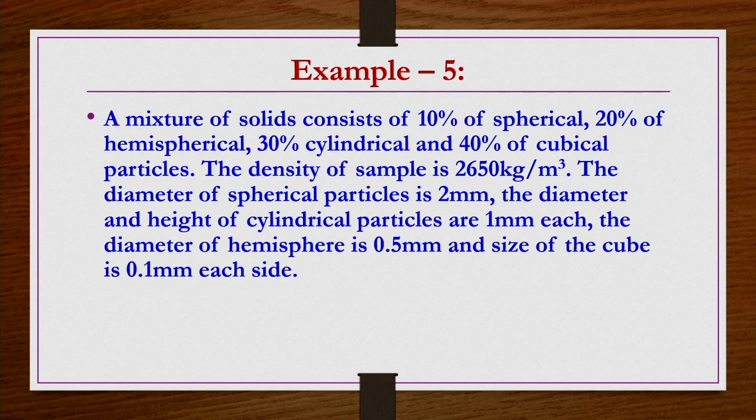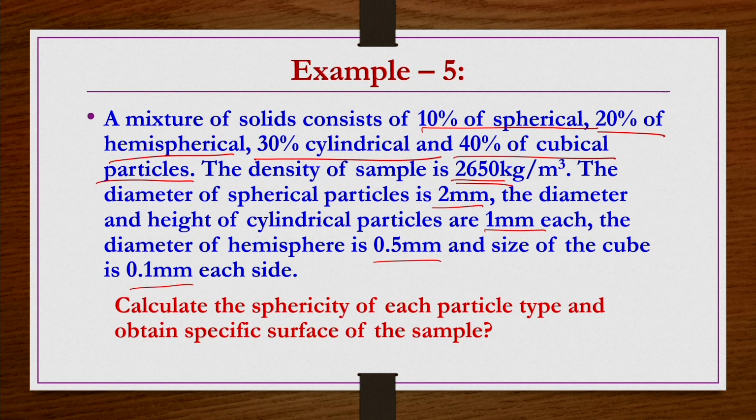So, we take one example where we do not take the screen analysis results, but we have a mixture of different types of particles. Let us say 10% spherical particles, 20% hemispherical particles, 30% cylindrical particles and 40% cubical particles. That is a kind of non-uniform mixture, but the density is the same for all of them, and the particle shapes are also given. The diameter for the spherical particle is 2 mm, short cylinders 1 mm, hemisphere 0.5 mm, and cube 0.1 mm each.